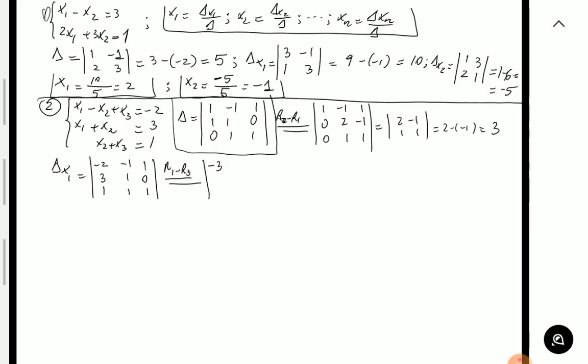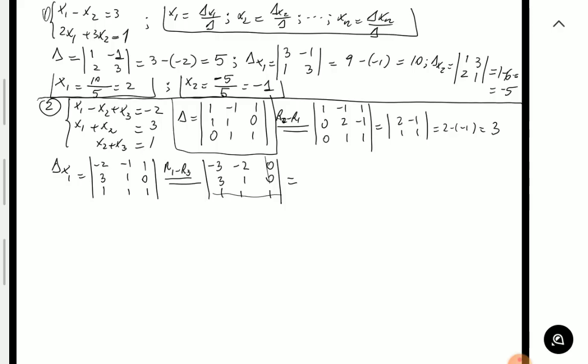Notice you have many ways to do the zeros. This is just to make a 0 on the top here. The idea is to make as many zeros as you can on a single column, so you can have only one step in the cofactor expansion. So minus 2 minus 1, negative 3; minus 1 minus 1, negative 2; and 1 minus 1, 0. Copy the rest and expand by the last column.